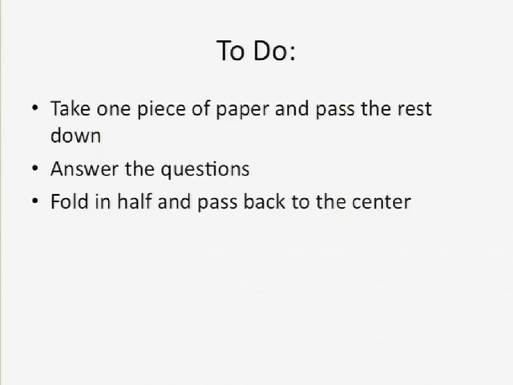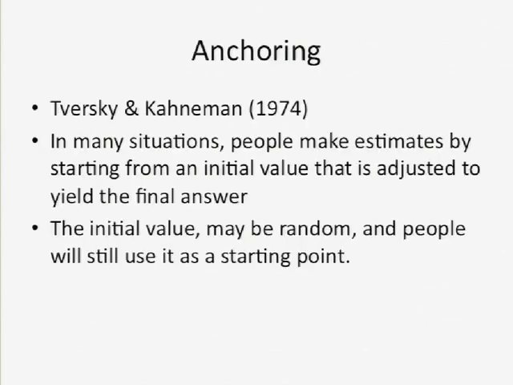So we did all of this already. This was studied by Tversky and Kahneman in 1974. Basically, it has very different kinds of situations where people make estimates from a particular starting point, and the initial value affects what their estimate is, even when the initial value is random.